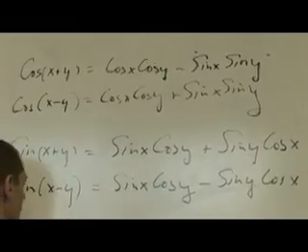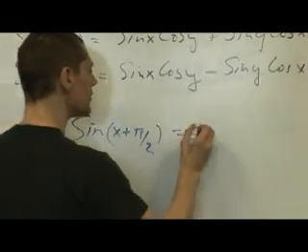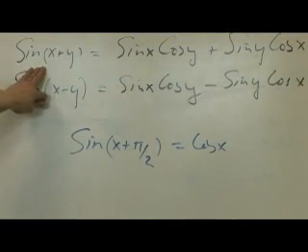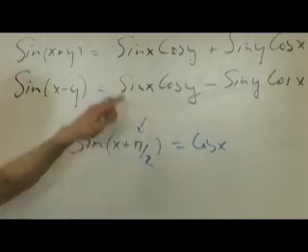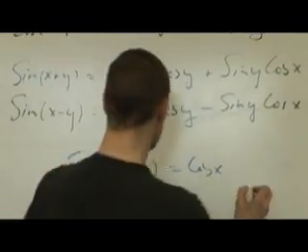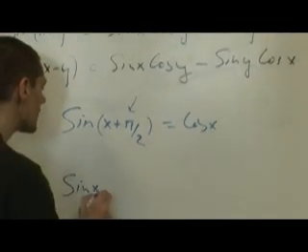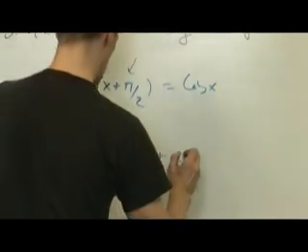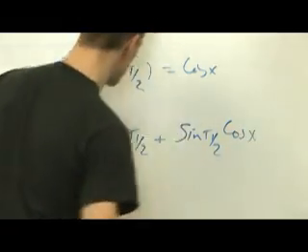Earlier, I made the claim, and I showed you by a picture, that sine of x plus pi over 2 was equal to cosine x. Well, now I can show this in another way. Here is x plus y. I'm going to let pi over 2 take the place of y in this formula. So sine of x plus pi over 2 is going to be sine of x cosine pi over 2 plus sine of pi over 2 times cosine x.